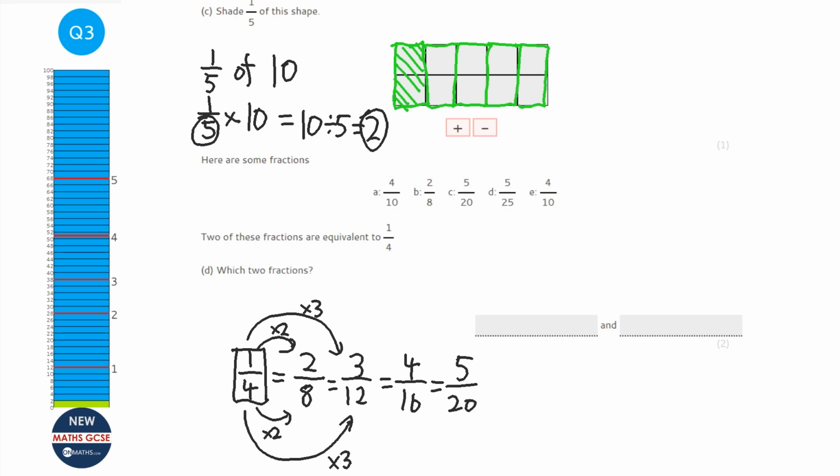So let's have a look at our list. Well, we've got 2 over 8 there, so it's that one. And we've got 5 over 20 there. So my answer is going to be fraction B and fraction C.